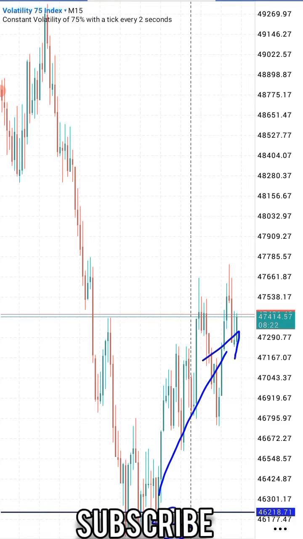Then we have the area of resistance. That means upward here, where price moves upward but could not break a certain level upward. It's called a level of resistance. Now, once you open your plain chart like this, what you do first of all is to look for where the area of support and resistance is.